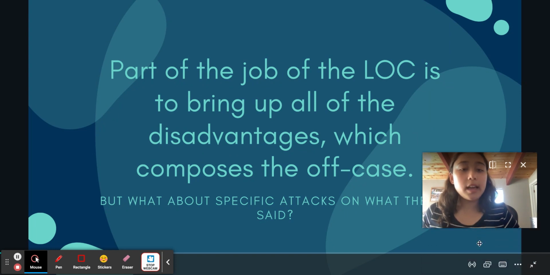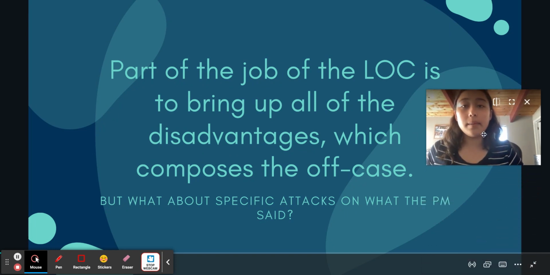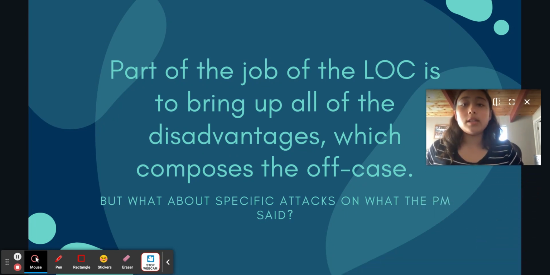So part of the job of the LOC is to introduce the off case and bring up this constructive set of disadvantages. But what about the specific attacks on what the Prime Minister specifically said before? This is where you're going to be fulfilling the op's burden. Remember that the opposition team's burden is to prove 2 things: that either the status quo is actually fine, that the harm doesn't exist, or that the plan doesn't solve and actually does more harm than good.